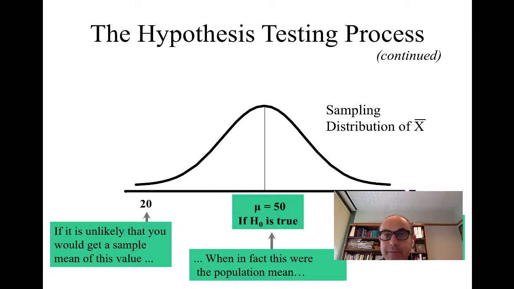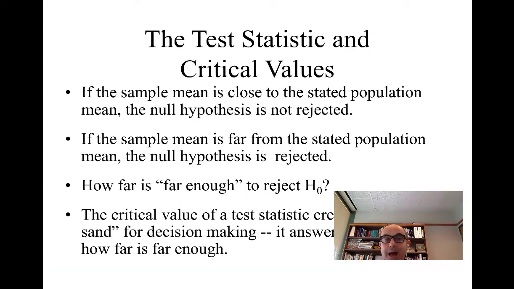So in this process, we are trying to see if the null hypothesis is true, and whether we can reject or accept it, and that's where the critical value comes into play. If the sample mean is close to the stated population mean, the null hypothesis is not rejected. If the sample mean is far from the stated population mean, the null hypothesis is rejected. How far is enough?